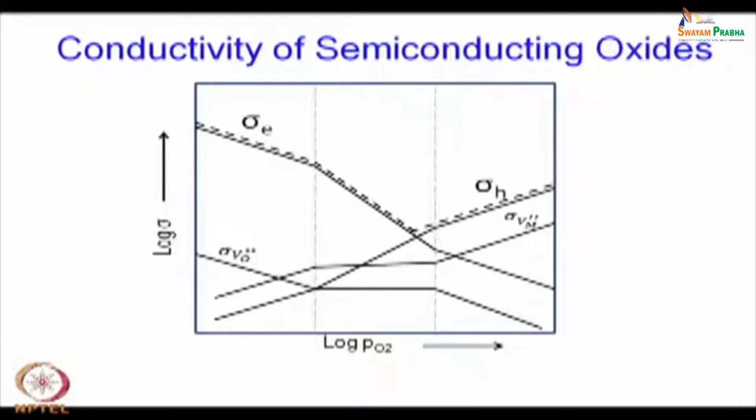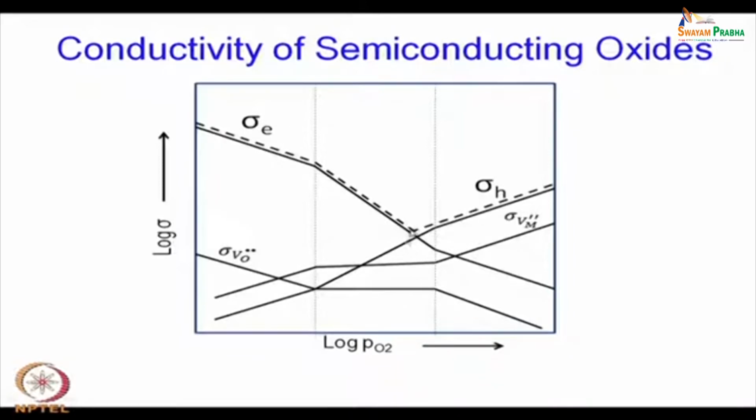So, the n is the concentration of the charge carriers. Here the higher concentration is of the n type, and on this side is p type. And the dotted line is actually the final conductivity. So, the material throughout the PO2 range will act as a semiconductor, because the highest concentration is either of the electrons or the holes. However, they change their character at some intermediate PO2.